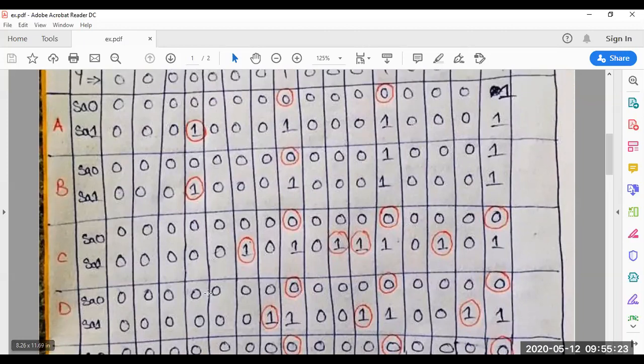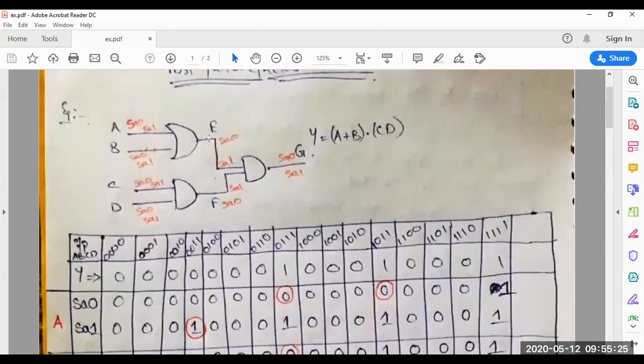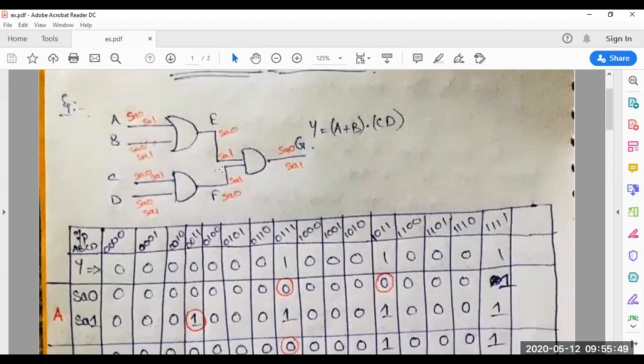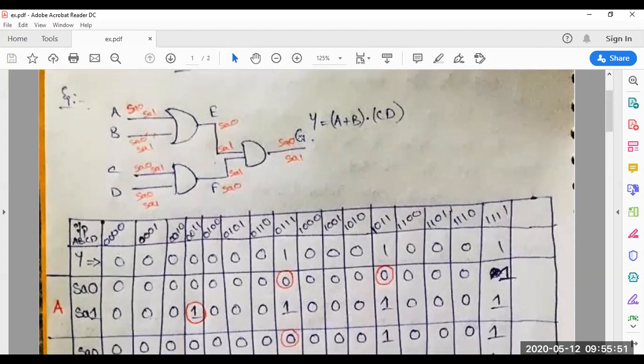When we come to the output of each and every gate here, for the A and B inputs we have an output said to be E. In the same way, for the C and D inputs, I have an output said to be F. So here also we'll be finding out the stuck at 0 and stuck at 1 for these two cases, E and F. In the same way, the output will also be taken as stuck at 0 and stuck at 1.